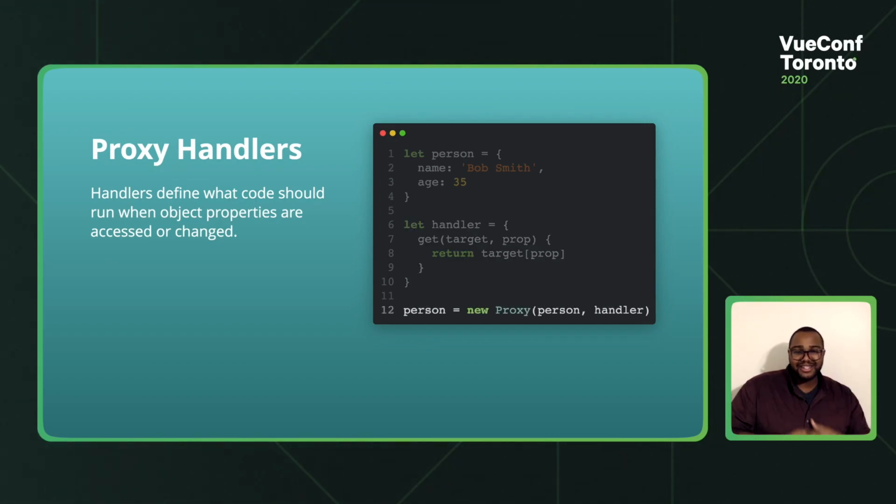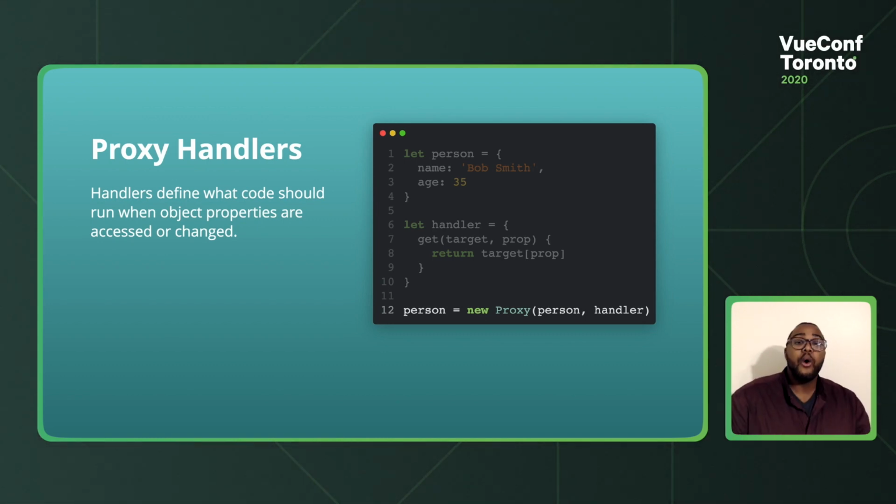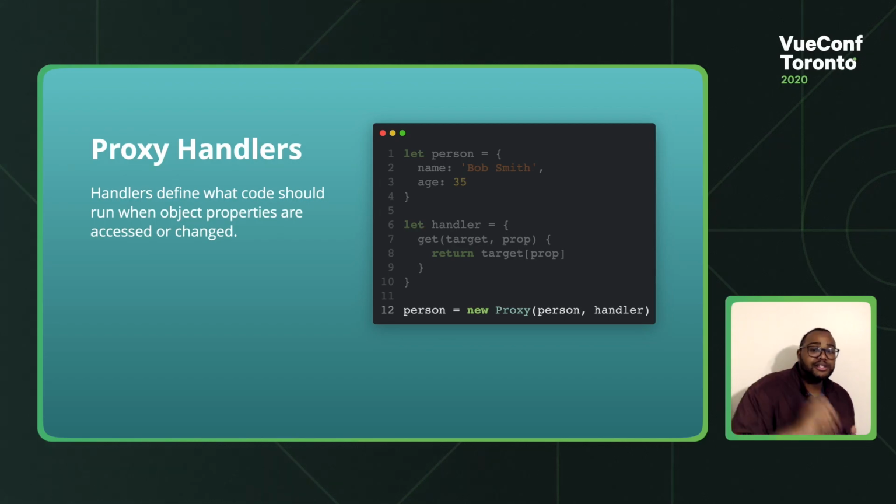The way that we actually get that proxy is by using the proxy constructors. We say new Proxy, we pass in our person object, and we give this handler. And boom, now anyone who's using our new proxy object has to go through our code.